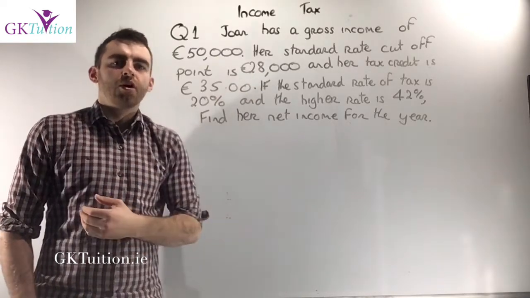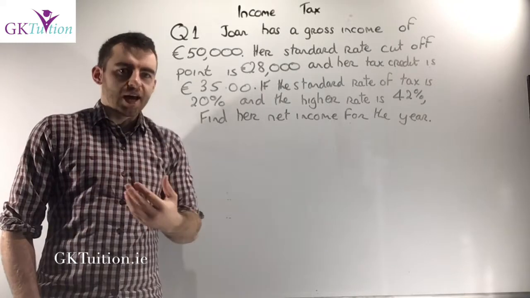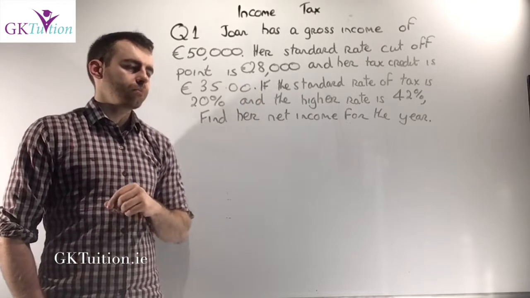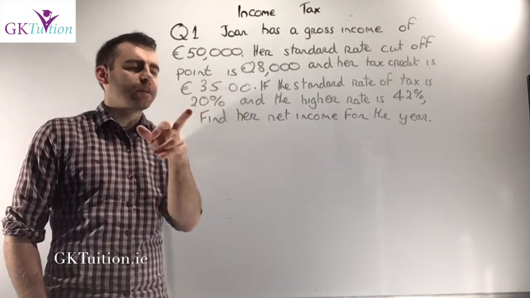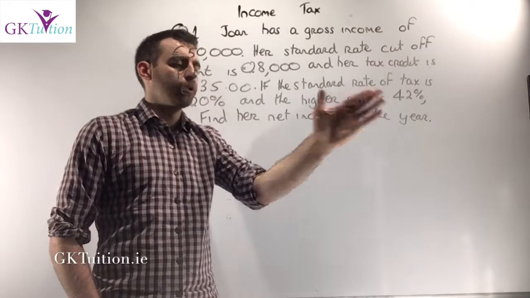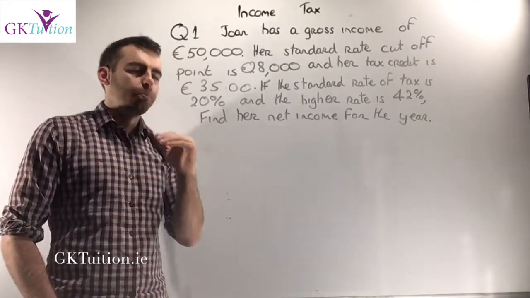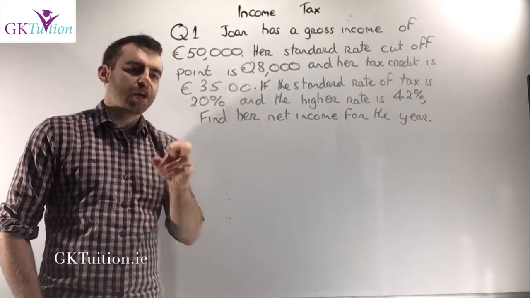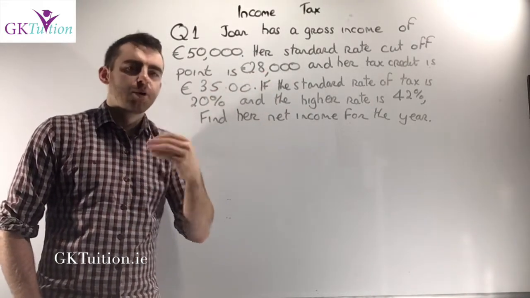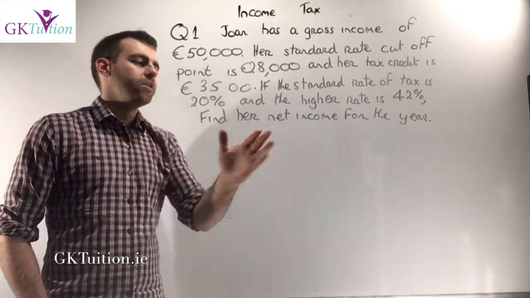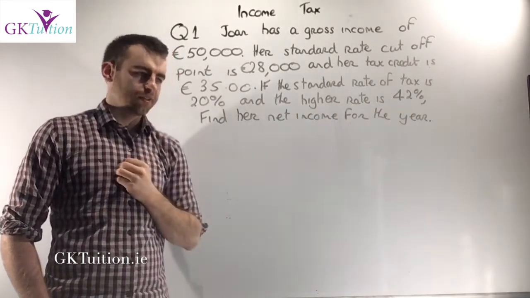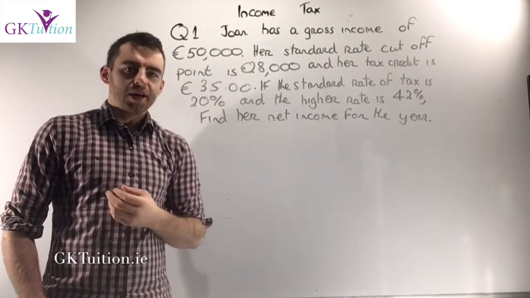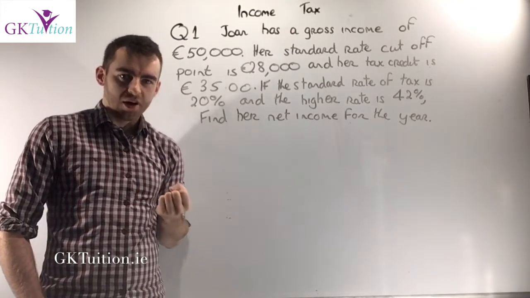Whereas if there was someone earning €150,000 a year, they're going to have to pay a much higher rate of tax on everything that they earn above this point. In this question, we're told that the standard rate of tax is 20% and the higher rate is 42%. That means that up until the standard rate cutoff point, on the first €28,000 that Joan earns, she's only going to pay 20% tax. But on anything she earns above that figure, she's going to pay a higher rate of tax of 42%. We've been asked to find her net income for the year. The net income is the amount of money that she will actually take home.